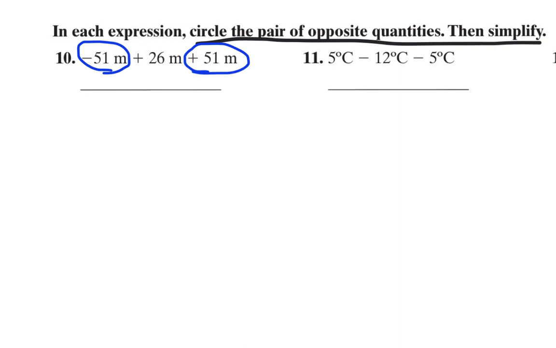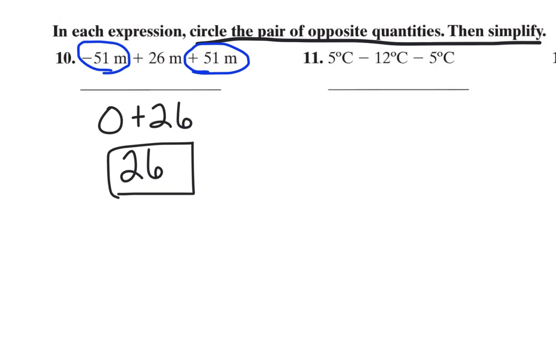So negative 51 plus 51 is 0. Plus 26 is 26, so 26 meters. Or once again, like I mentioned earlier, if you want to just think of those canceling each other out, you can just go straight to the 26 meters, and that is okay also.